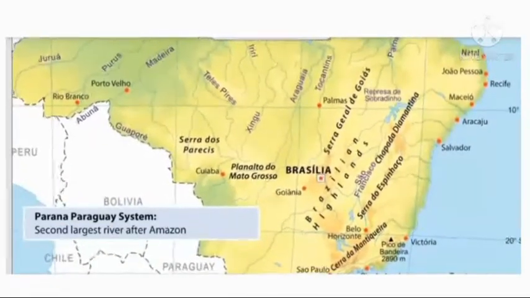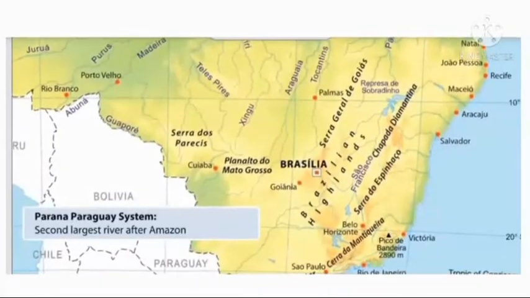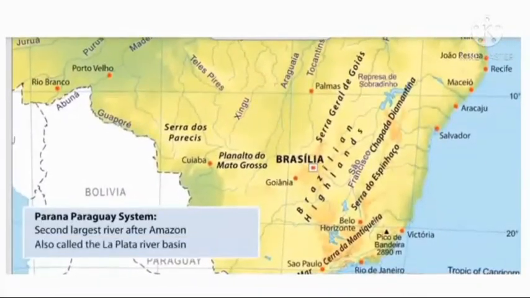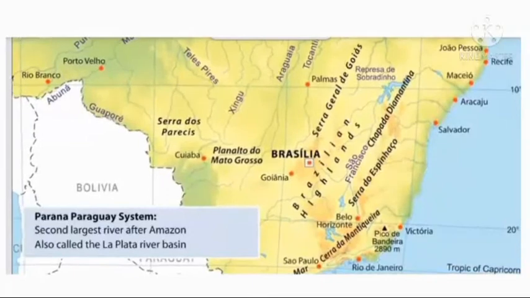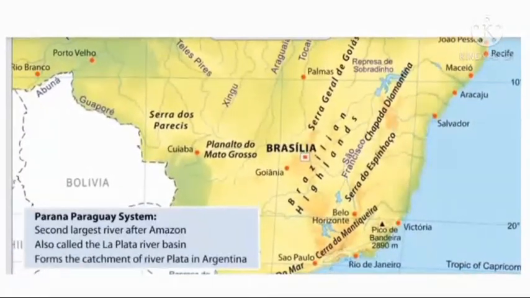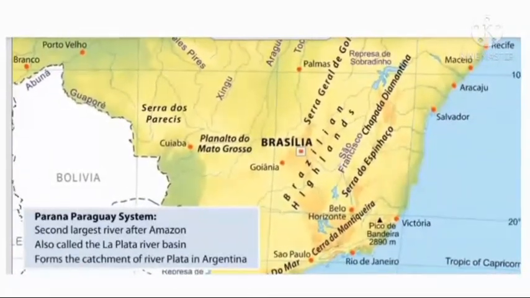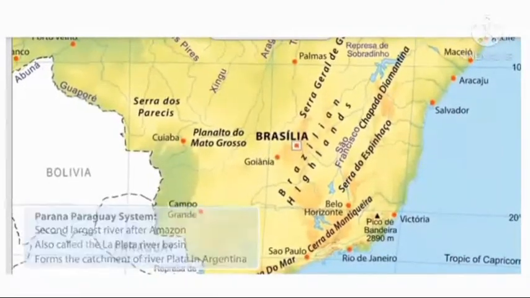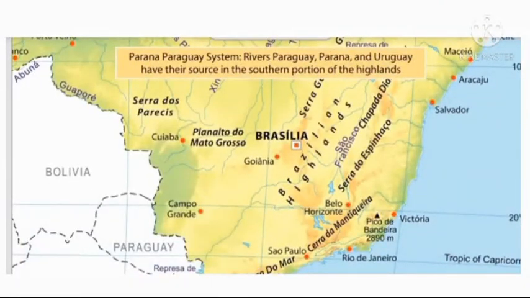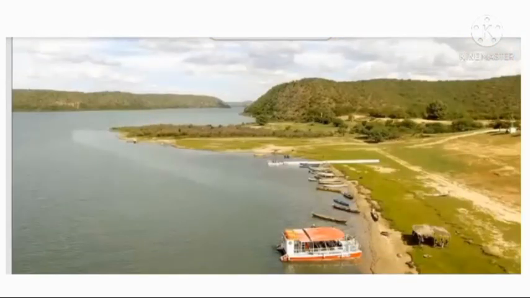Paraguay and Parana rivers, the second largest river after Amazon, is also called the La Plata River Basin. It is in the southwestern part of Brazil and forms the catchment of River Plata in Argentina. Paraguay and Parana rivers, together with Uruguay River in the extreme south of the highlands, have their source in the southern portion of the highlands.